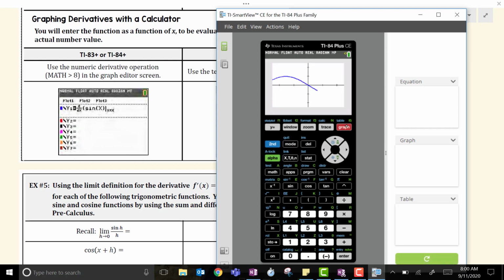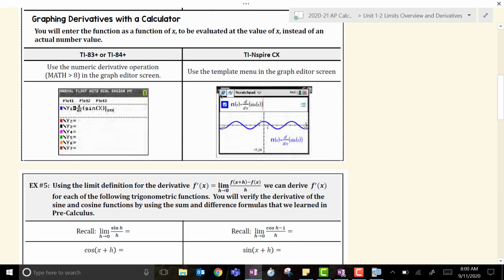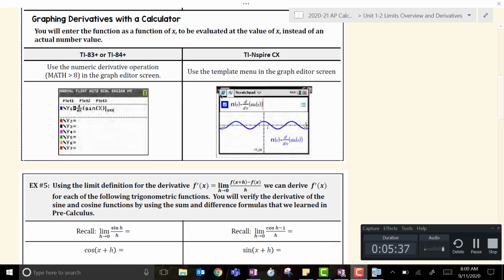So when I go to that graph, and let's zoom out a little bit, I notice that it looks like a sine graph, but a sine graph that's been reflected over the x-axis. So again, the derivative of cosine is negative sine, or a sine curve that's been reflected over the x-axis.